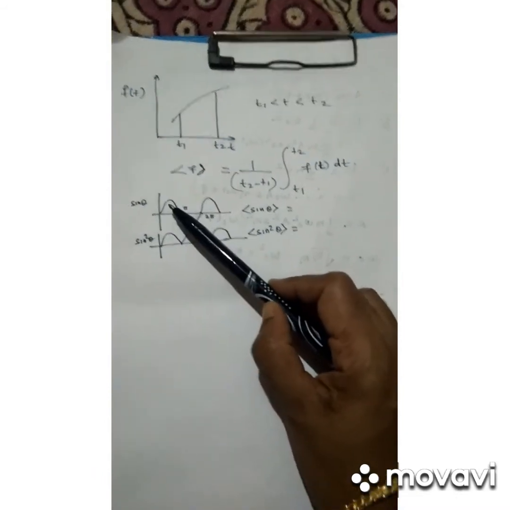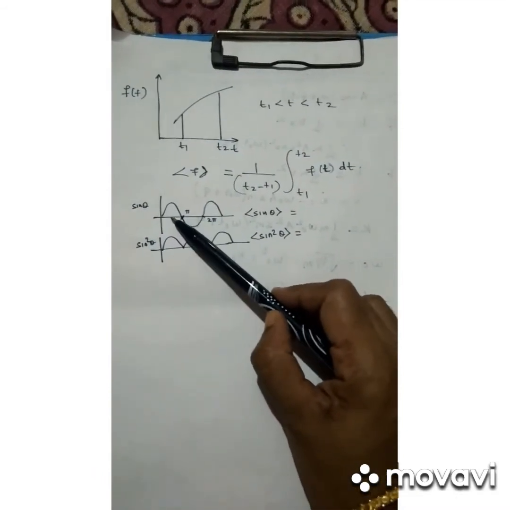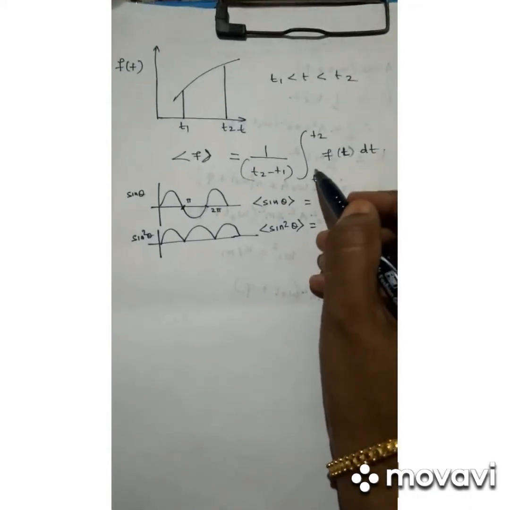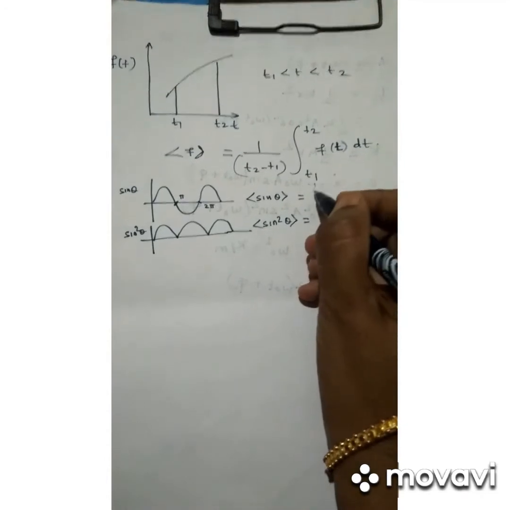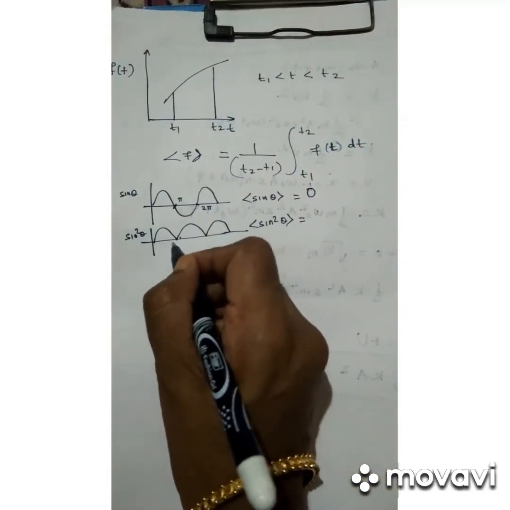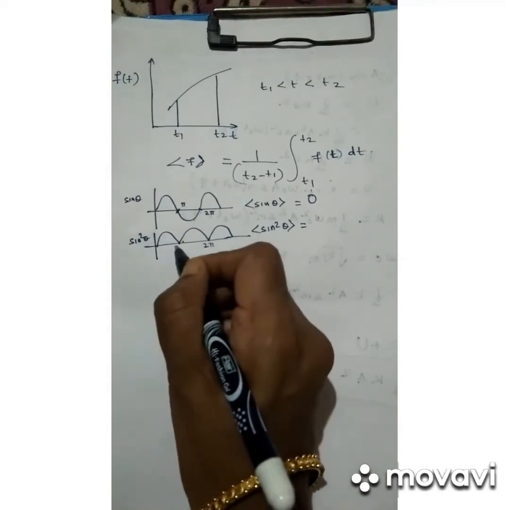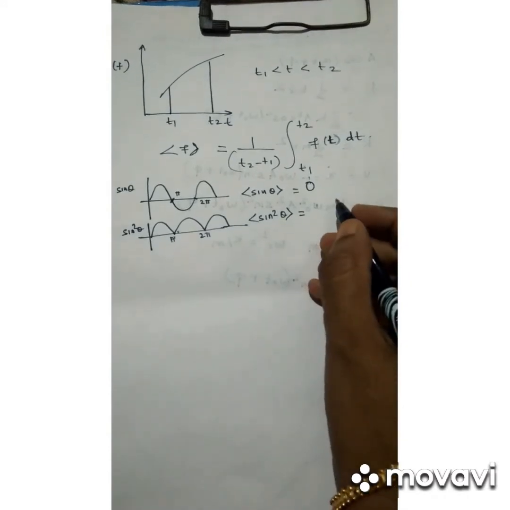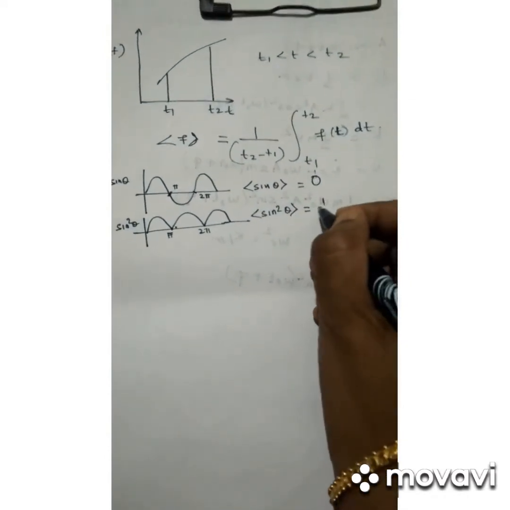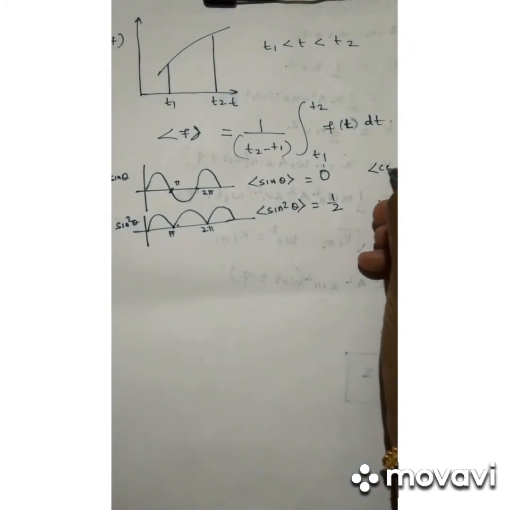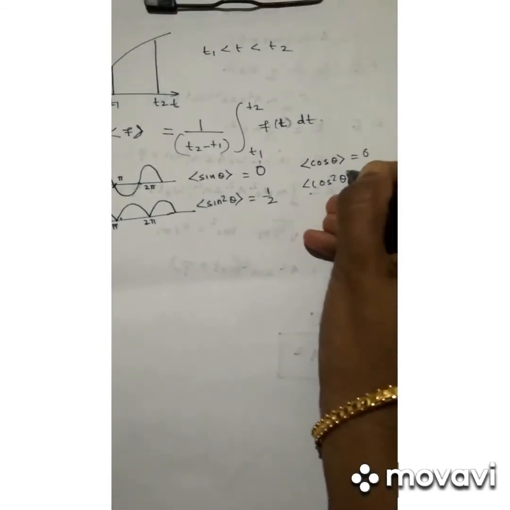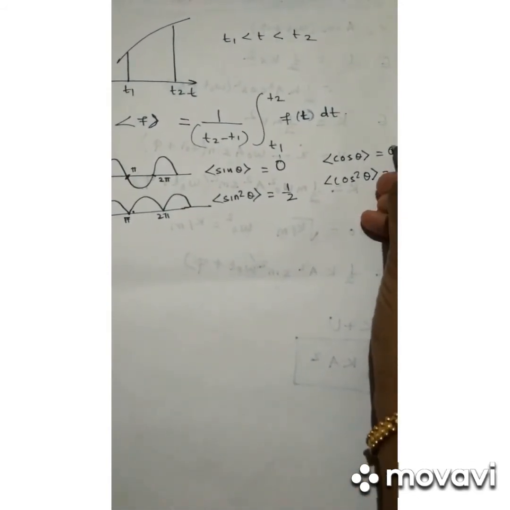Now let us apply this to a sine theta curve in between 0 and 2 pi. We know we have a sine curve, and because it has both positive and negative values, the average of sine theta will be 0. What happens for sine squared theta? From the symmetry of the curve, we realize that in the interval 0 to 2 pi, the average of sine squared theta becomes equal to half. The same logic can be applied to cos theta and cos squared theta.